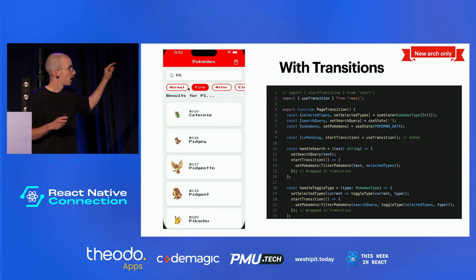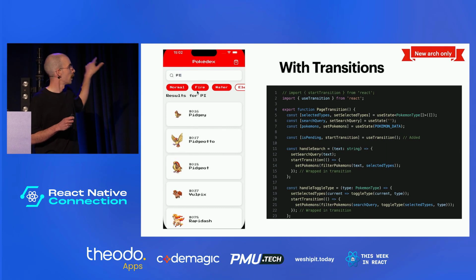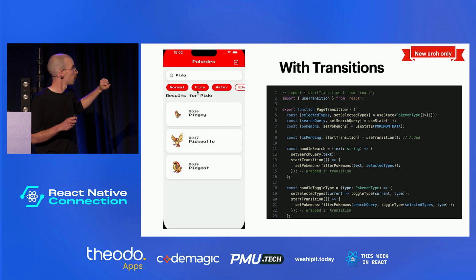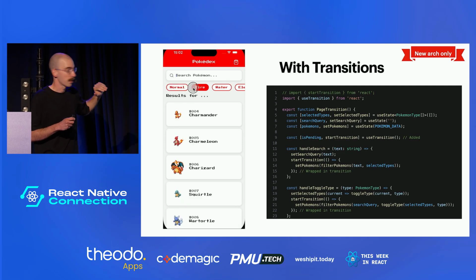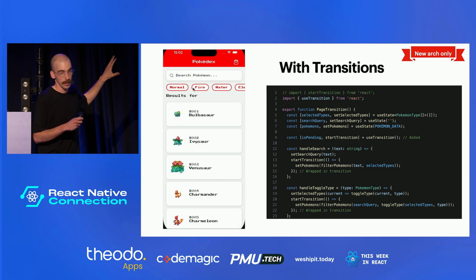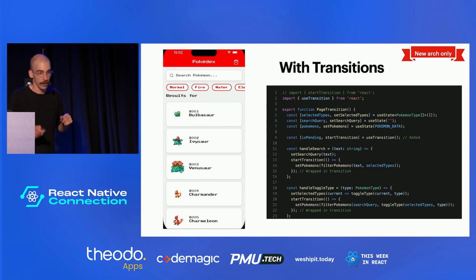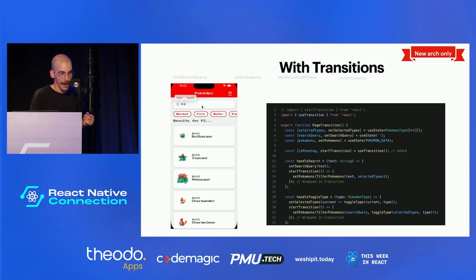So let's have a look at how it behaves now. You can see whenever I type something or I click on the filter, it updates the UI automatically. And when it renders the list of Pokemons, now I get only the result for the last thing that I searched, which I think is really nice.